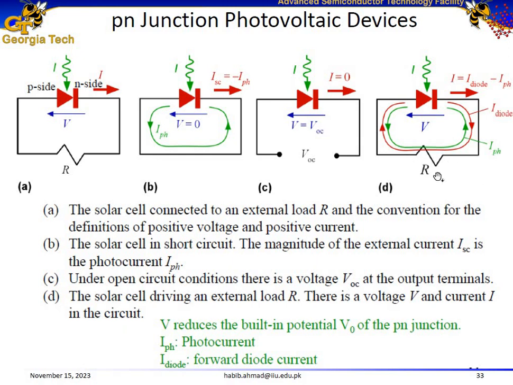If we connect an external resistor across this configuration, once again we have two currents. We have the diode current flowing in one direction because of diffusion, and we have the photocurrent flowing in the other direction represented by the green loop. The photocurrent flows because of drift, because of the incoming photons. The net current is the difference between the diode current and the photocurrent.